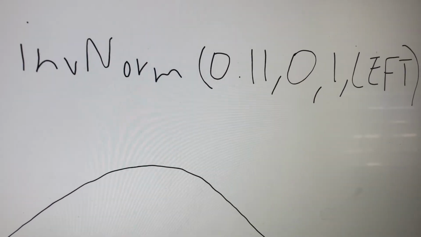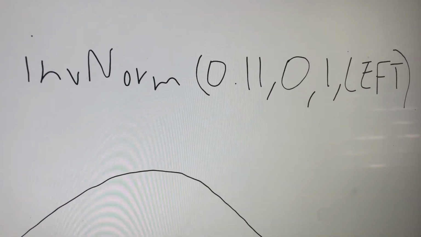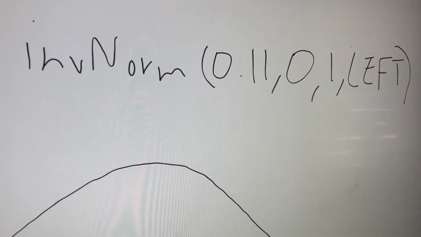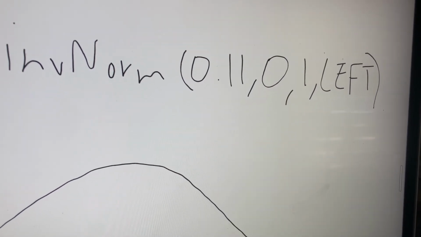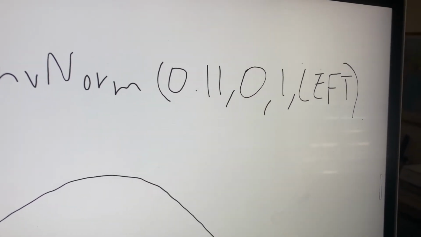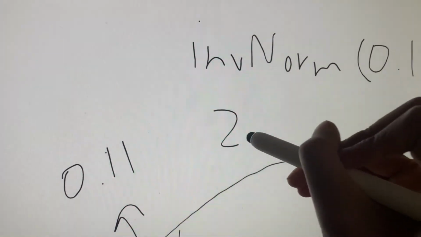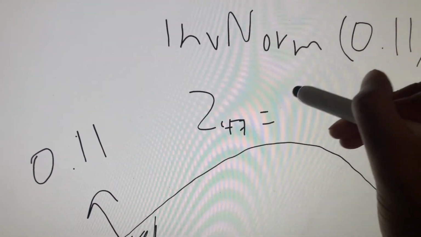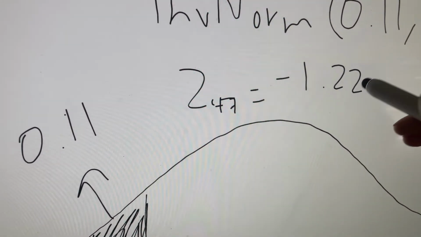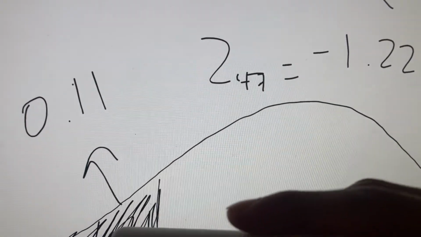It's the same process as how we got to normal CDF: second and then vars, the distribution one. For inv norm, you enter 0.11 for the area, mean of 0, standard deviation of 1, and the tail on the left side. That gives us our z-score for 47, which is about negative 1.227.